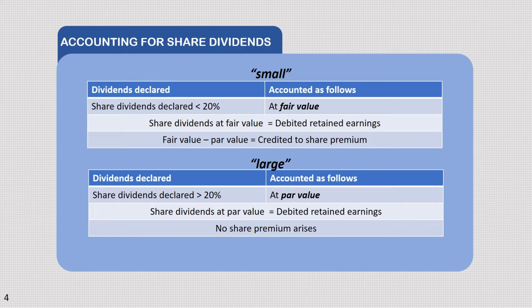Accounting for share dividends. Share dividends are accounted for as follows. If the share dividends declared are considered small, meaning less than 20% of the outstanding shares, the share dividends are accounted for at fair value. Retained earnings is debited for the fair value of the share dividends on declaration date. The difference between the fair value and par value is credited to the share premium. If the share dividends declared are considered large, meaning 20% or more of the outstanding shares, the shares are accounted for at par value. Retained earnings is debited for the par value of the share dividends. Accordingly, no share premium arises.